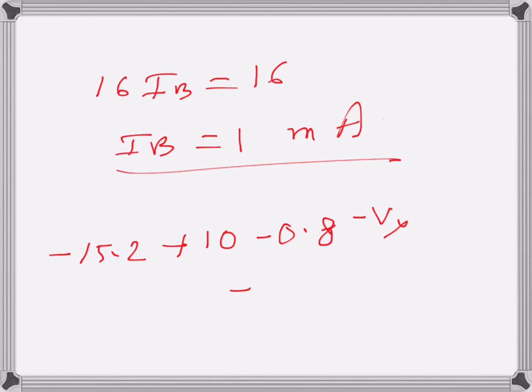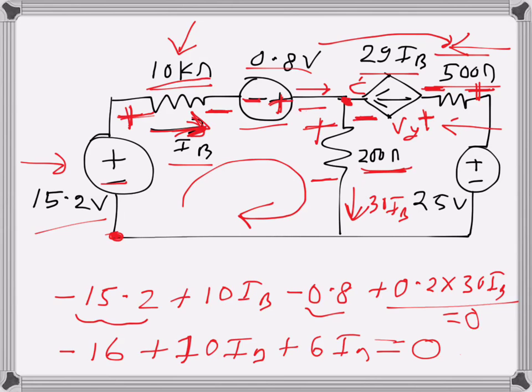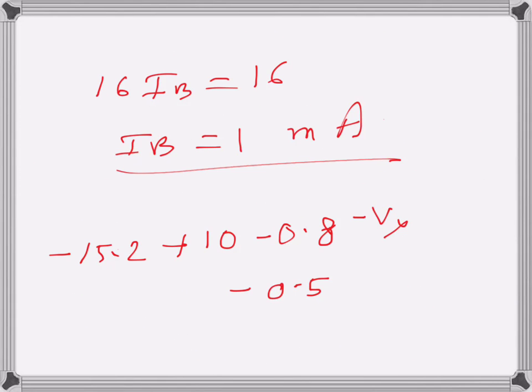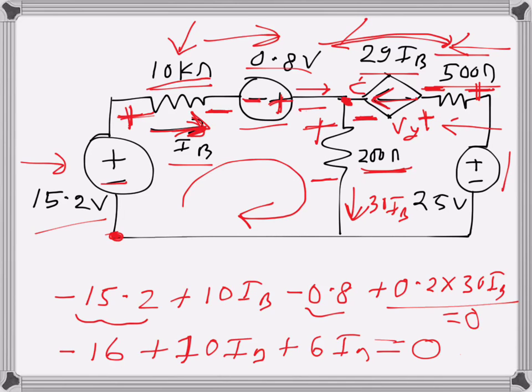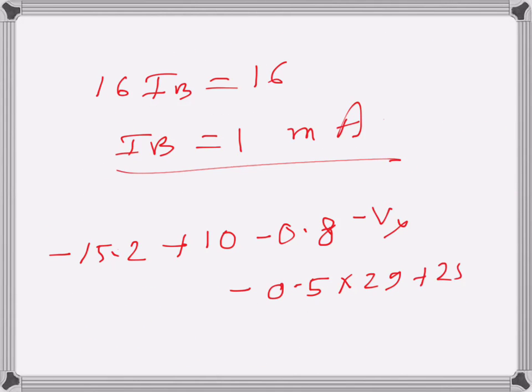The value will be 0.5 times the current, which is actually 29 IB, this branch current. This one was IB and this is 29 IB, because this branch current is defined by this current controlled current source. So 29 IB is 29 because IB is 1. So 0.5 times 29, I'm just writing like that for the time being. And then I have this one which comes as a drop because I am going in this direction, so plus 25 is equal to 0.